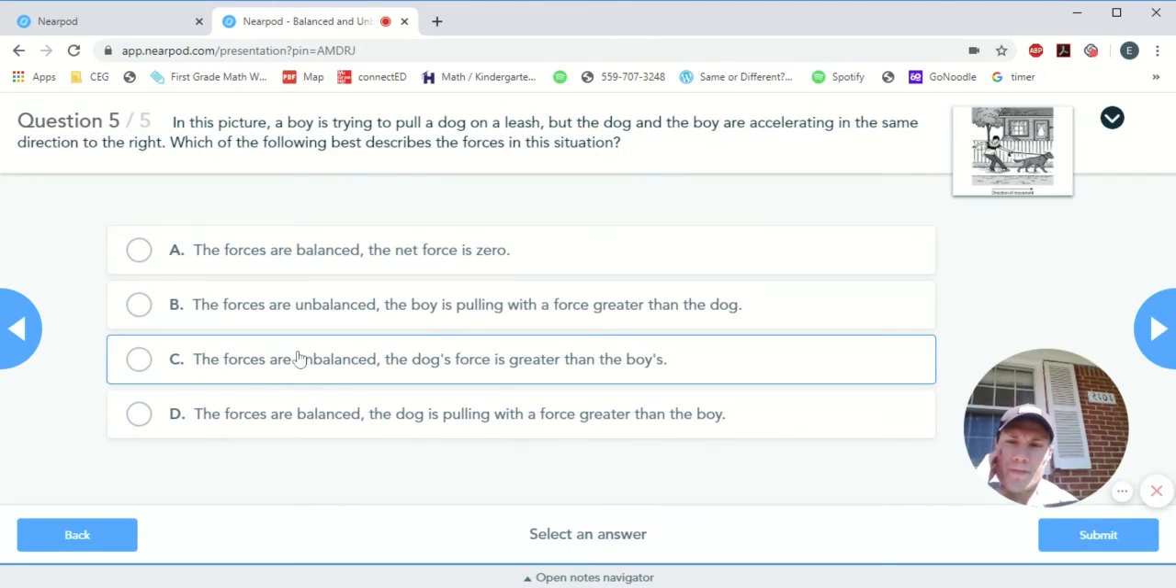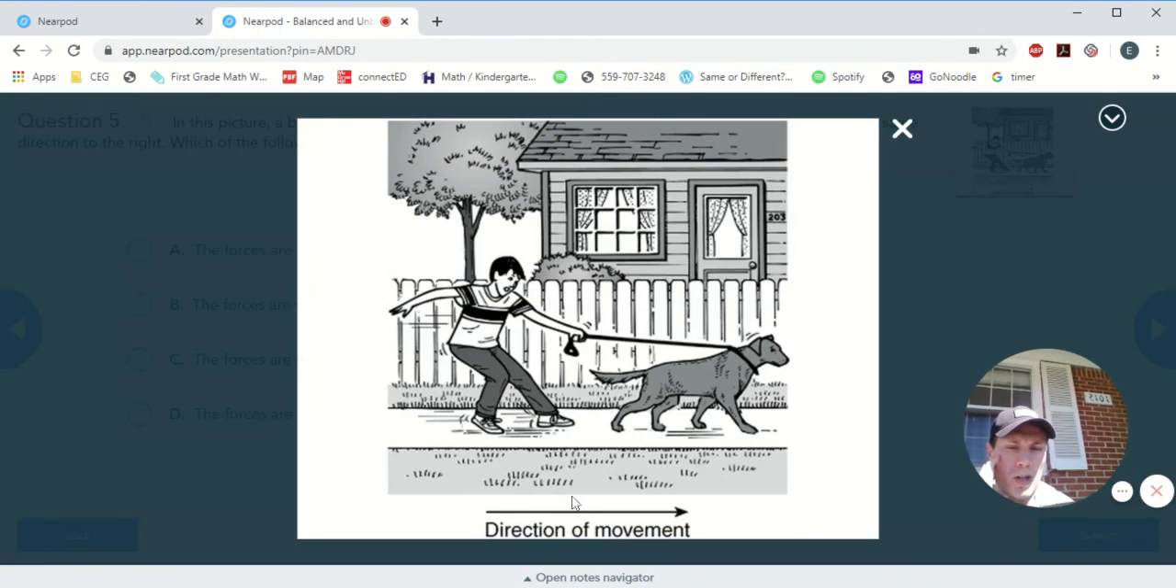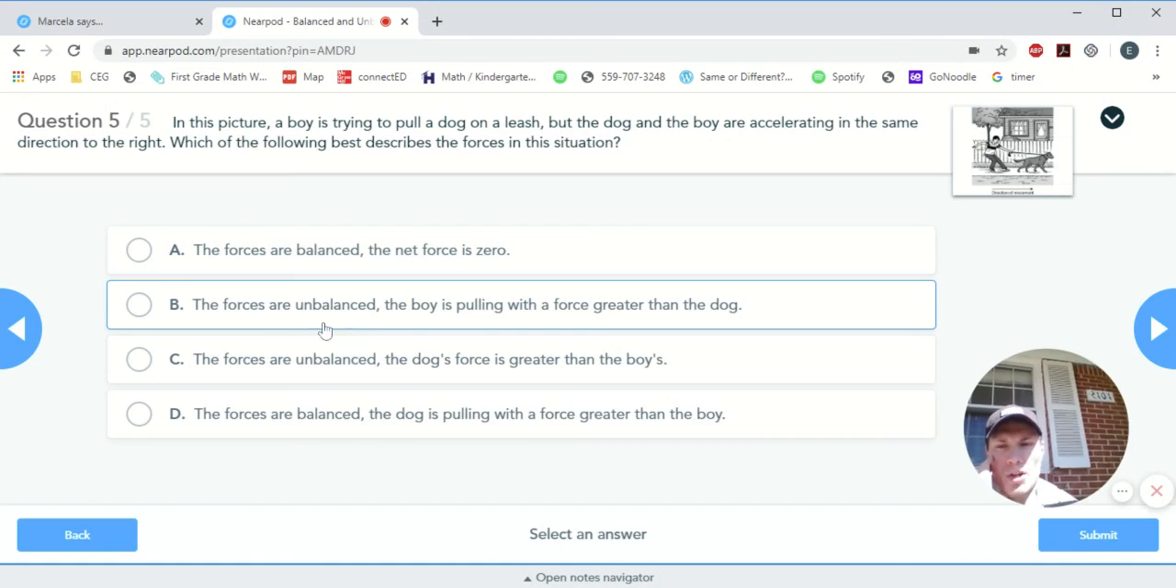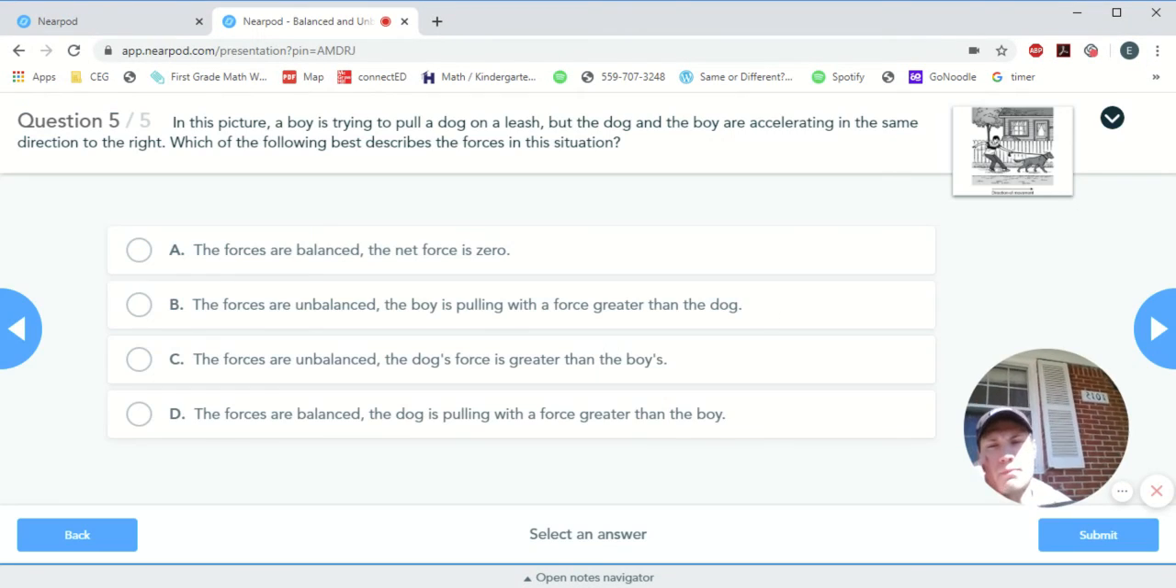Let's go back to our answers. The forces are balanced, the net force is 0. So if the net force is 0, they won't be moving. But look at our picture, it says they're moving to the right. So that can't be correct. The forces are unbalanced. The boy is pulling with a greater force than the dog. So it says the forces are unbalanced, but the boy is pulling the dog towards him. That's not true, because the boy is pulling to the left and they're moving to the right. So it can't be B.